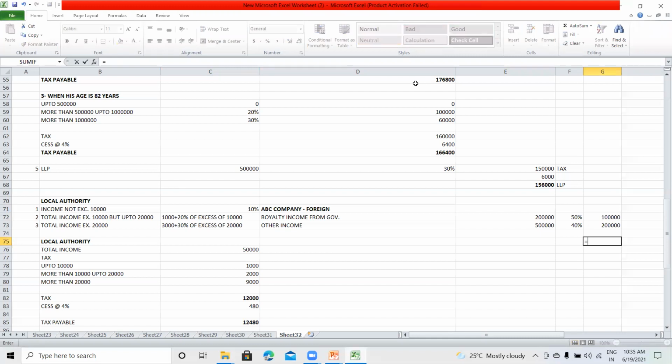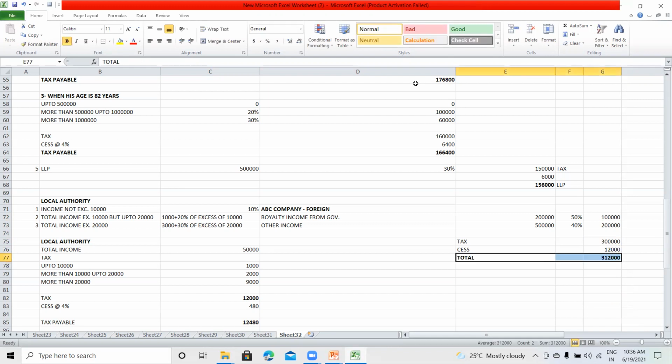Total tax will be, in the case of a non-domestic company, the cess is 12,000. This is the amount of tax and this is the amount of cess. The total will be this plus this. 3,12,000 is the total amount of tax which is required to be payable by such a non-domestic company.